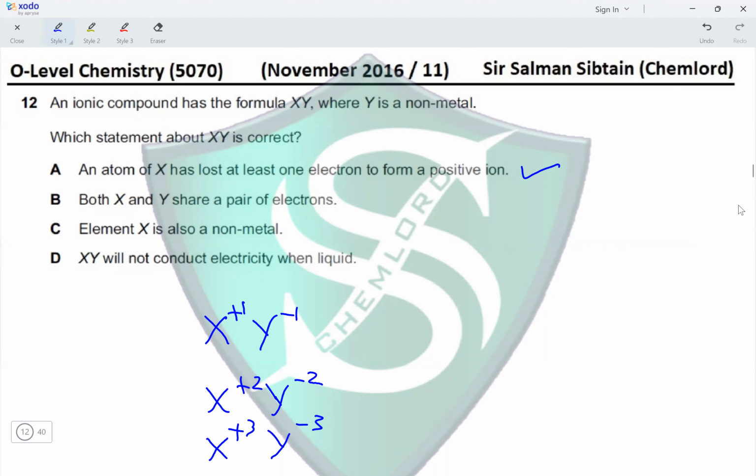Okay, next, both X and Y share a pair of electrons. No, this is an ionic compound. They have mentioned this in the question itself. So sharing of electrons is not possible. Element X is also a non-metal. No, electrons that are lost would be by an atom of a metal. XY will not conduct electricity when liquid. No, ionic compounds will conduct electricity in the molten and the aqueous state. They will not conduct electricity only in the solid state. Therefore, the correct option for this question is option A.